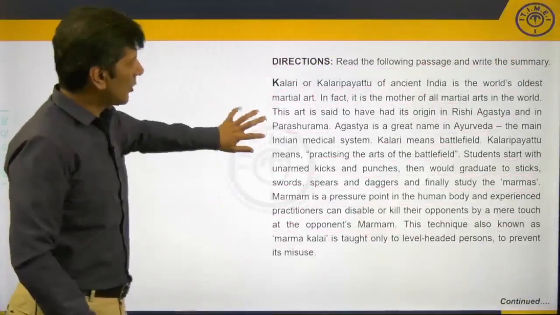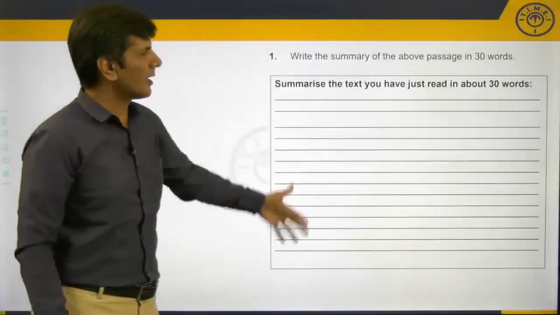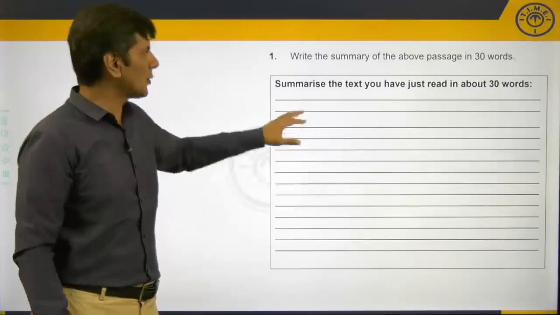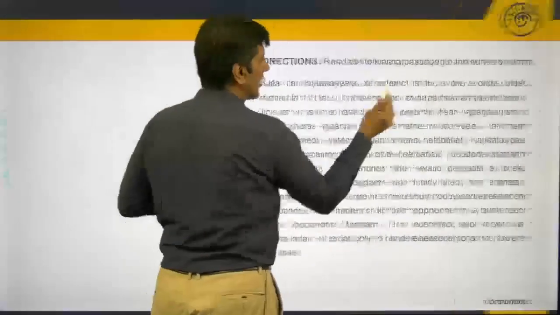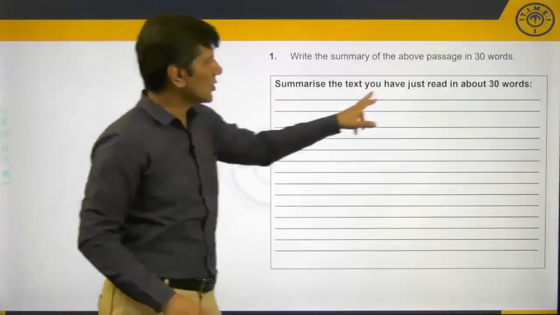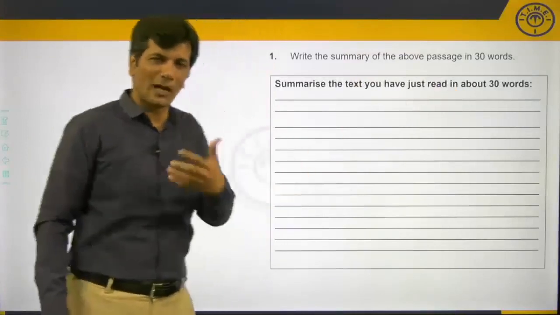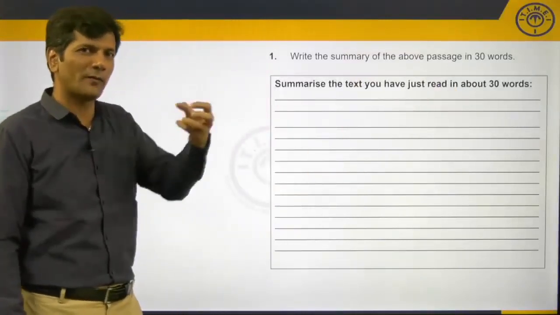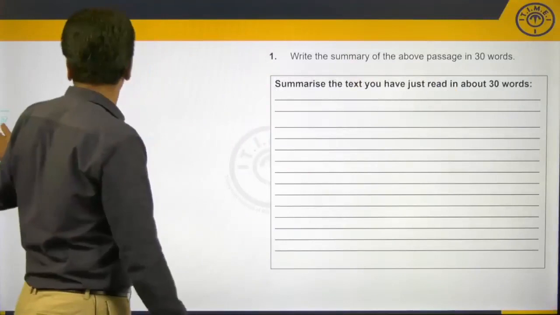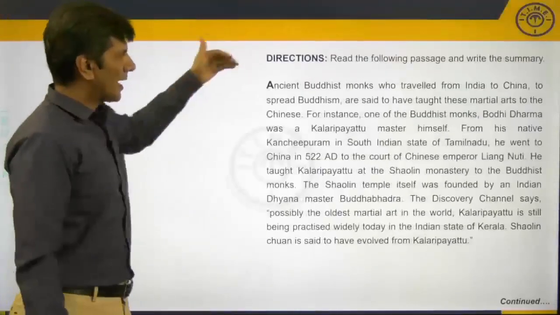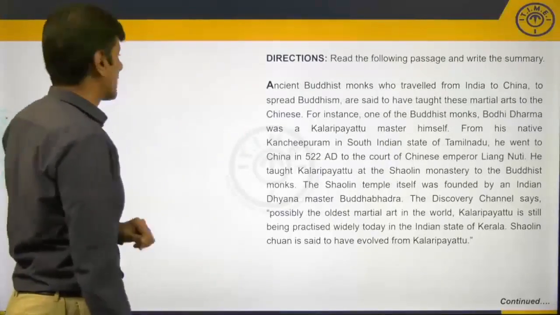Your next slide on your screen gives you some space to summarize the text that you have just read. Summarize the text you have just read in about 30 words or so. I will leave that summary part to you now that we have looked at some key takeaways. Let's take a look at a continuation paragraph of this.